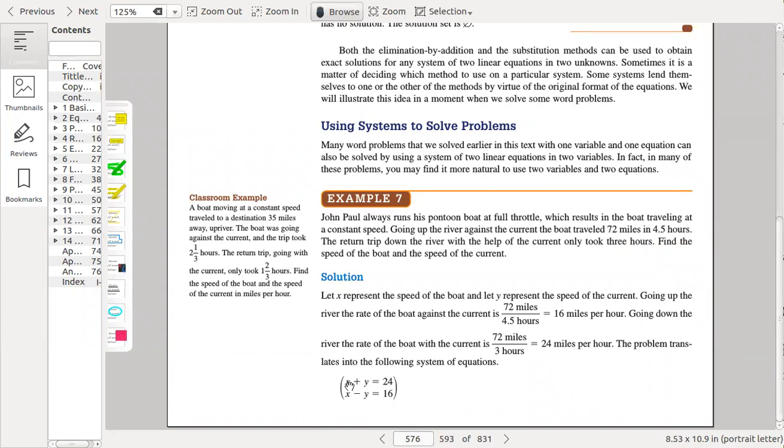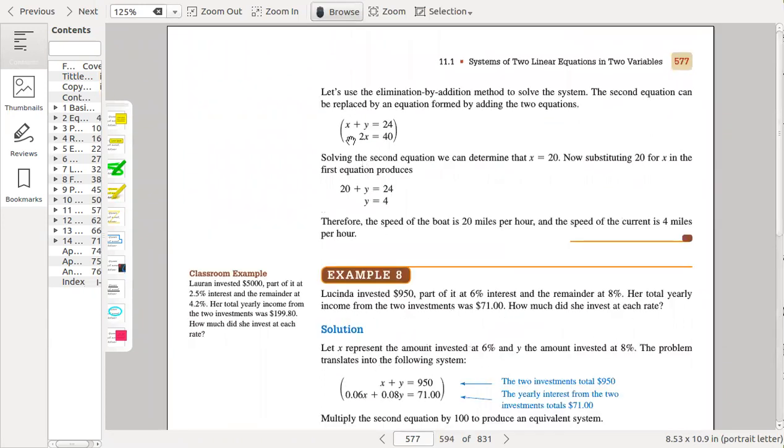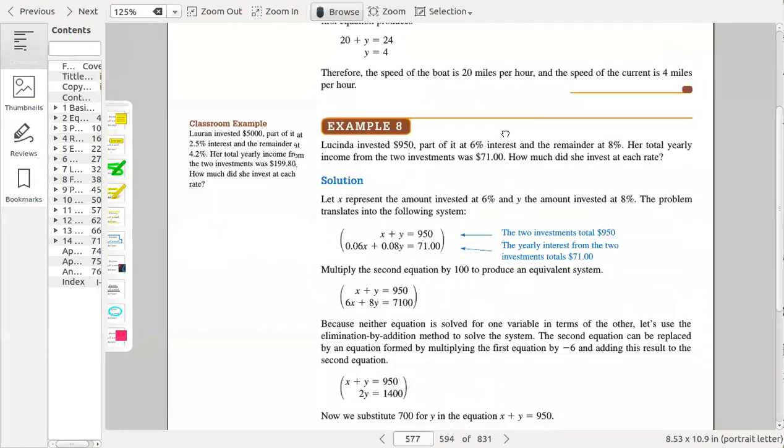So simply, if we add these two equations, we will have 2x is equal to 40. Just adding these two equations, we have a value of x equal to 20. And if we substitute x equal to 20 here, we have y equal to 4. So 20 and 4 is the solution. So x is 20 and y is equal to 4.